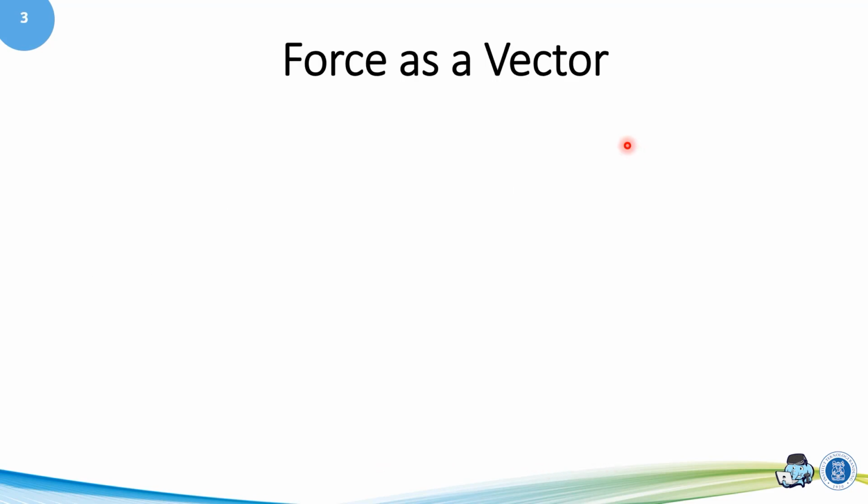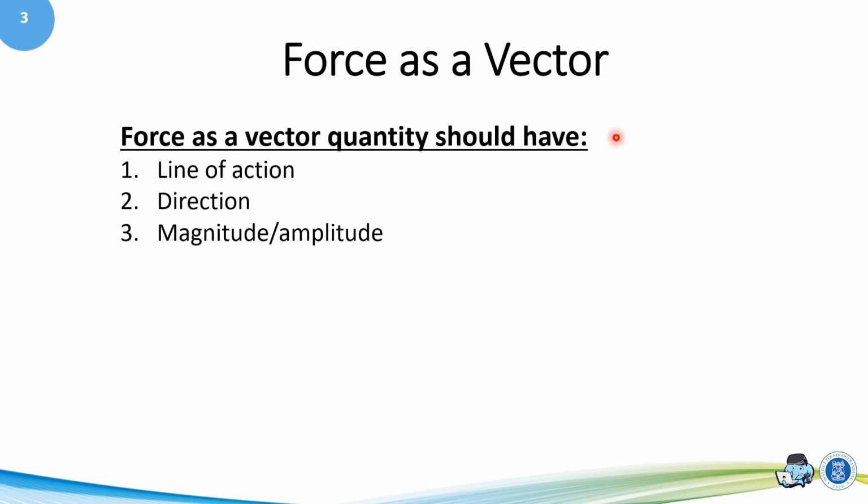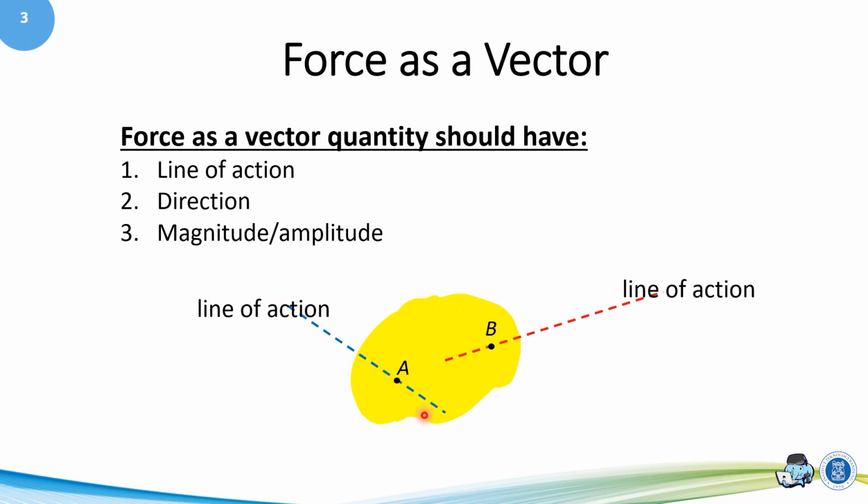As we already know, force is a vector quantity. So force, as a vector quantity, should have the line of action, direction, and also the magnitude or amplitude. For example, I have a body. In that body, I have points A and B. There should be a force acting on point A and also a force acting at point B. So this one is the line of action of the force acting at point A, and this one is the line of action of the force B.